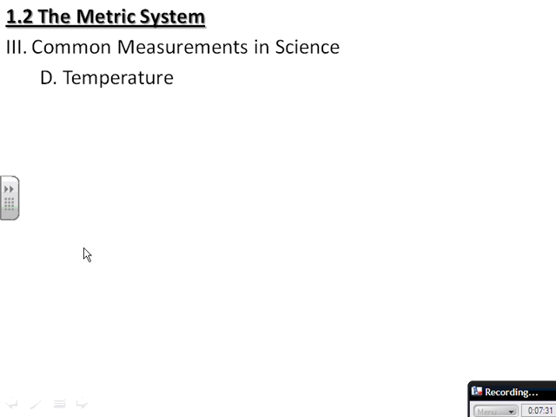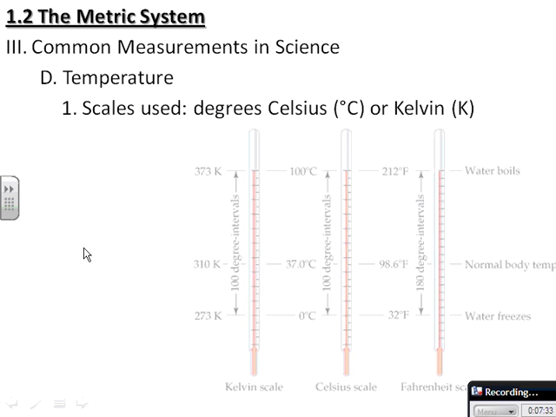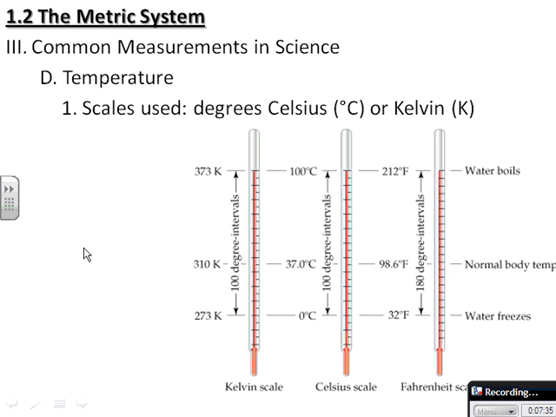All right, we need to move on to temperature. Temperature is a little bit different because we use different scales in the metric system. The scales used are degrees Celsius or Kelvin. If we take a look at the Fahrenheit scale, that's the one we're kind of used to using. In the United States, we're familiar with water freezing at 32 degrees Fahrenheit. It's kind of a weird number because when you compare that to the Celsius scale, water freezes at 0. Very easy number to remember.